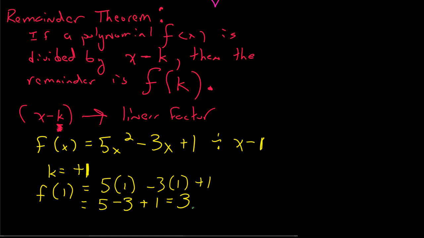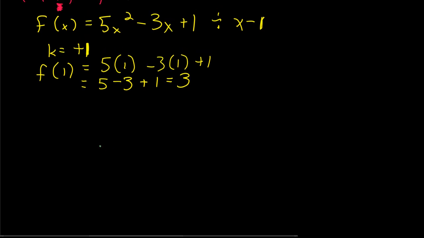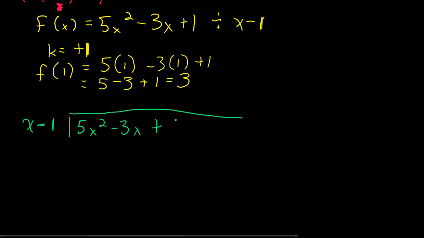Do you believe it? Do you trust me enough to believe it? You shouldn't. It's true. I mean, it really is true. But for how useful this is, you're going to want to believe it by seeing it a little more. So let's do this division and see if we get a remainder of 3. So I'm going to change colors here for the division. I'll go to my bright green. x minus 1. I'm going to divide into 5x squared minus 3x plus 1.